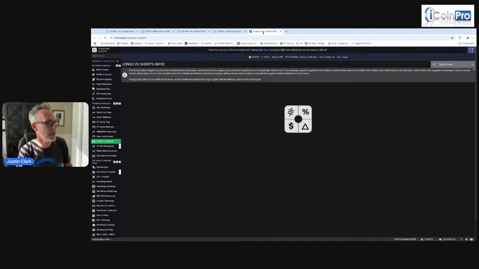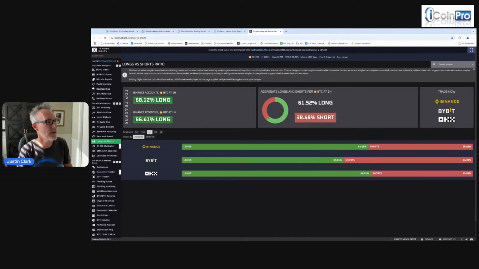Longs are people betting Bitcoin's going up. Shorts are people betting Bitcoin's going down. Longs make money when it does go up. Shorts make money when it does go down. We got a heavily long market again on Binance, but not quite at the 70% plus where we enter an extreme danger zone.